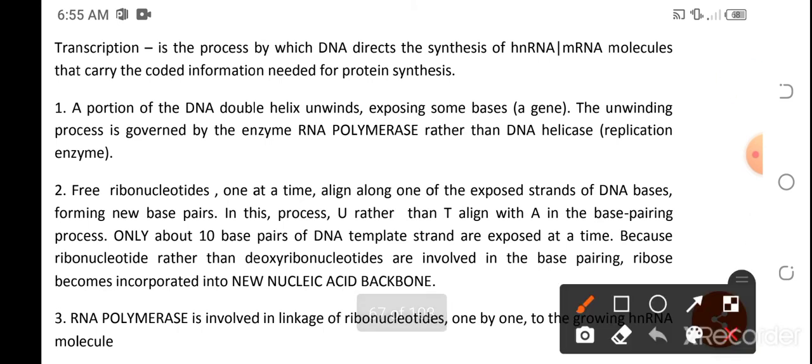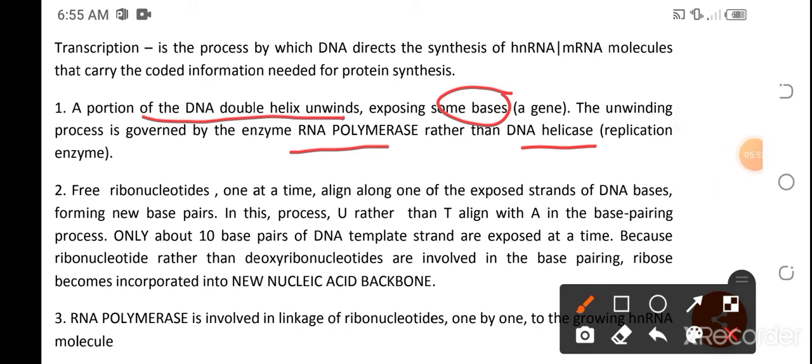Okay, so a portion of the DNA double helix will unwind. So we know that unwinding will expose some bases. And this unwinding process is governed by RNA polymerase. So that unwinding, unlike in DNA replication, ang nagkakos ng unwinding sa DNA replication ay DNA helicase.